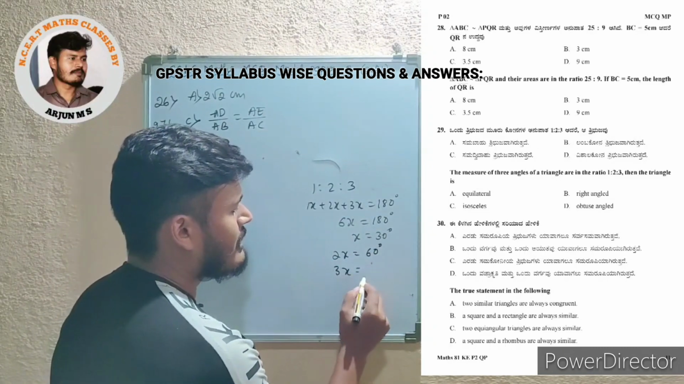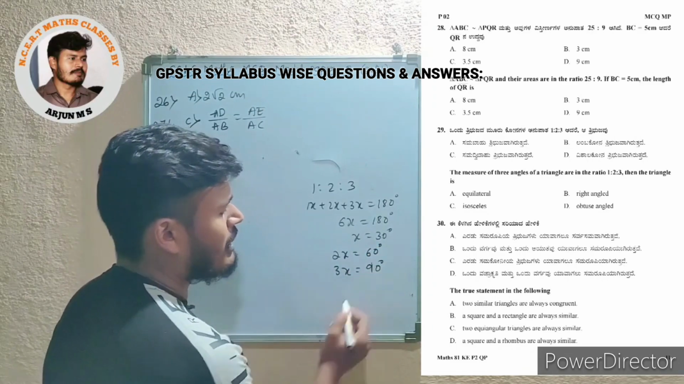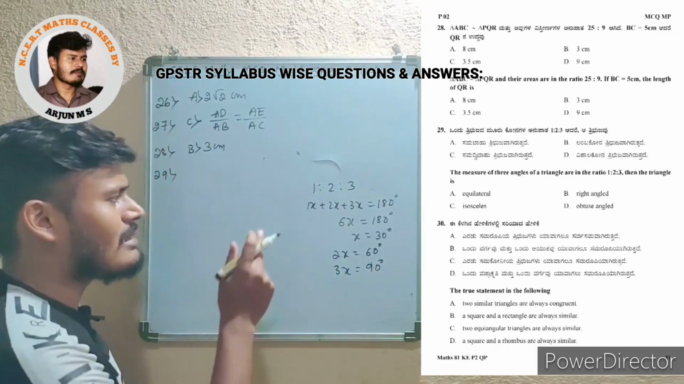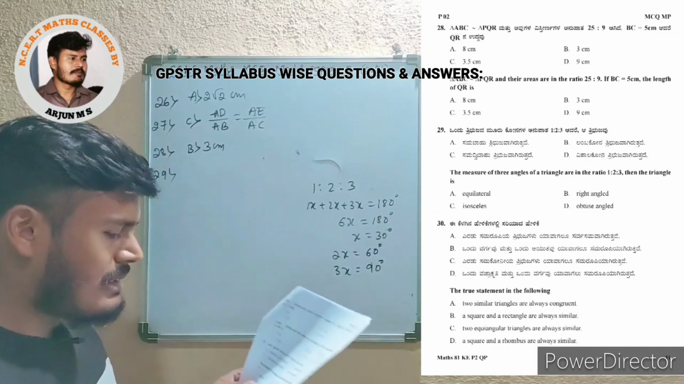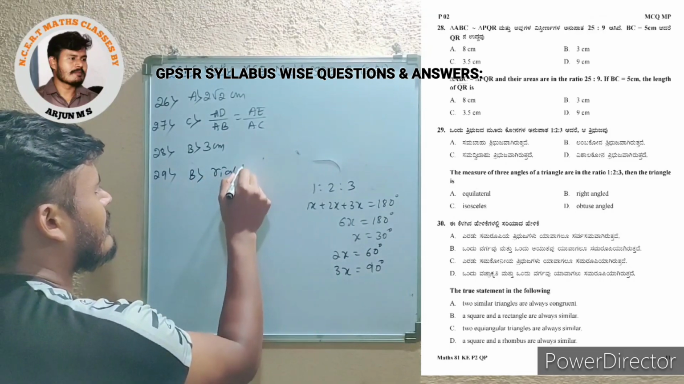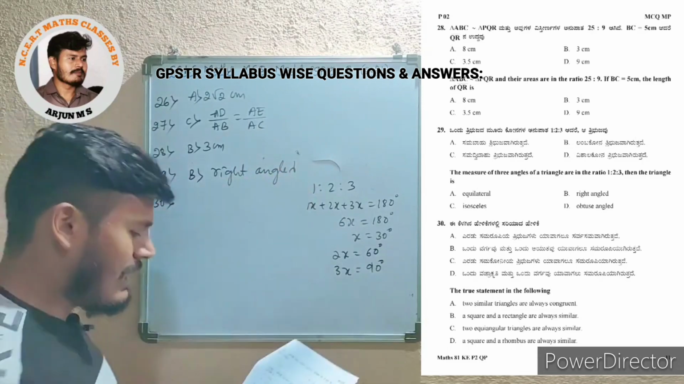Then what about 3x? 3x is equal to 90 degrees. We know that if any triangle consists of one right angle, then it is called a right angled triangle. Here the answer is option B. Right angled is the correct answer. Right angled triangle. Then we are moving on to the 30th question.